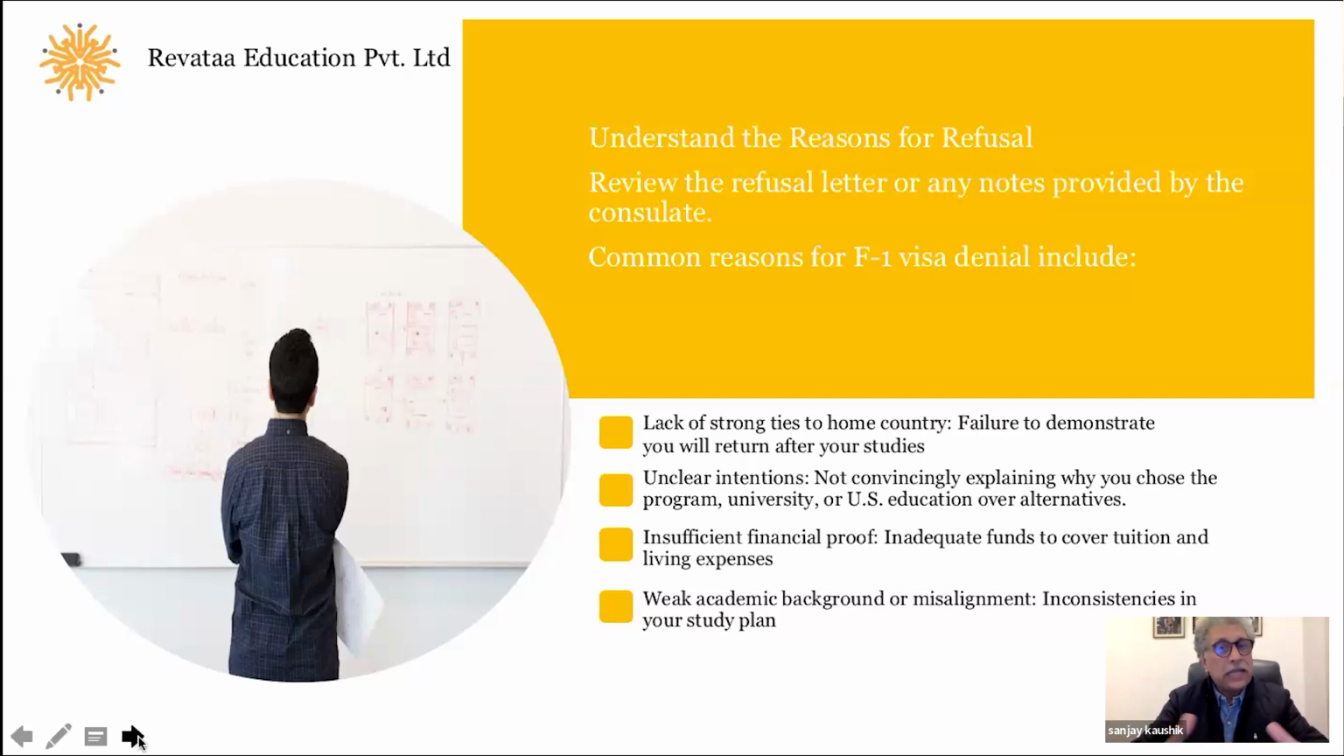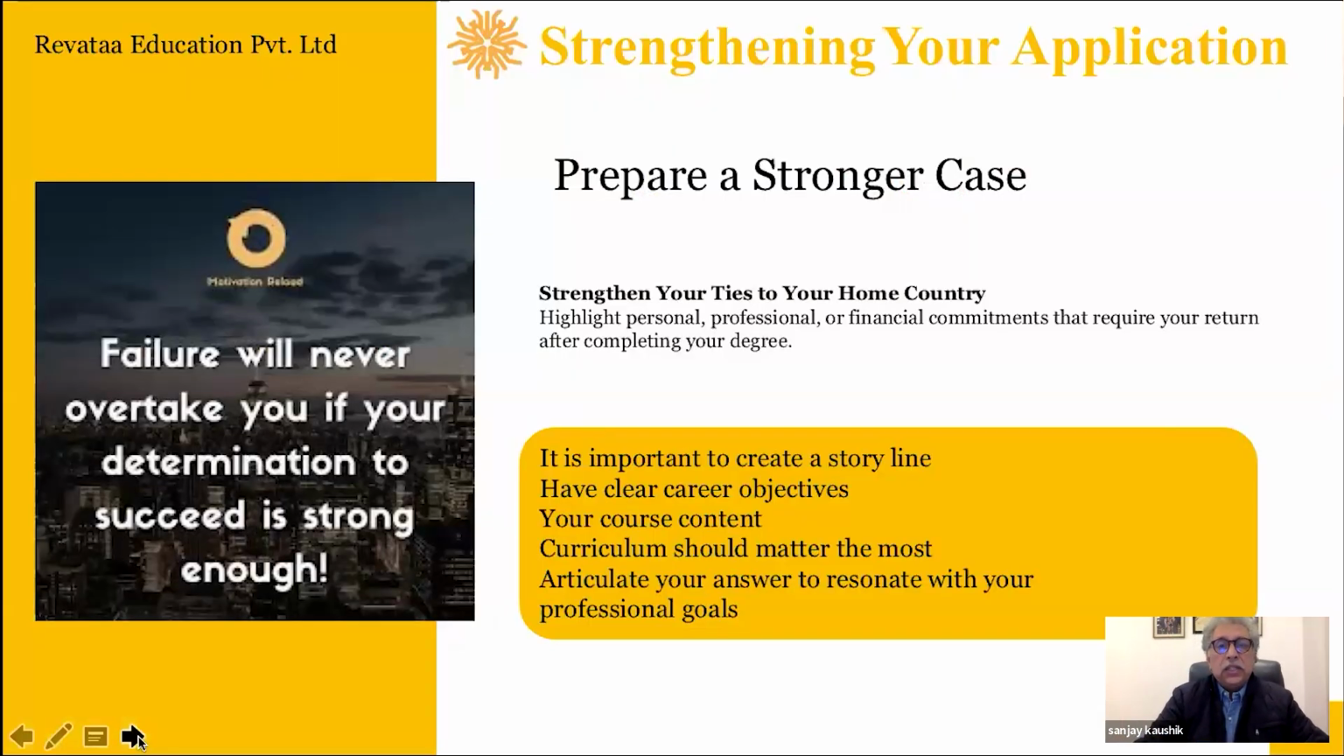However, again, like I said, it's not the end of the road. You can always go back, review what could have possibly gone wrong, and how to improve your chances. I'll keep talking about this as I move forward, right? So when you go in the next time, make sure you prepare your case in a stronger manner. When I say stronger, what does that mean? A lot of people say strong ties to home country, prepare your case very strongly. But what goes into it, right?